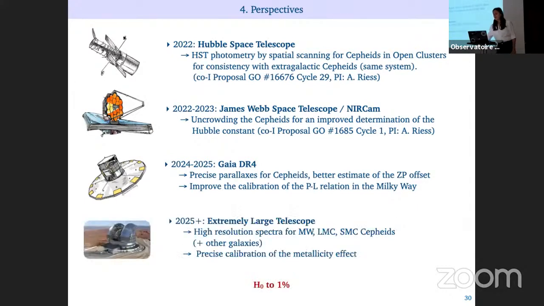And finally, with the next generation of ground-based telescopes, but also space telescopes, we may obtain high-resolution spectra for Milky Way Cepheids, but also Magellanic Cloud Cepheids, and maybe in other galaxies, metal-poor or more metal-rich galaxies, which should improve the calibration of the metallicity effect. And combining all these improvements, we should obtain, hopefully, a 1% precision on the Hubble constant.